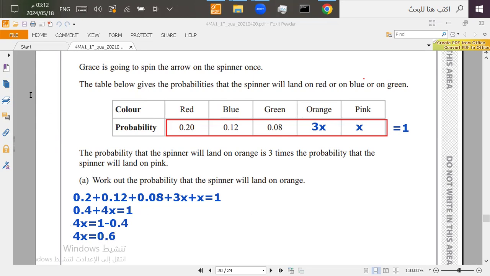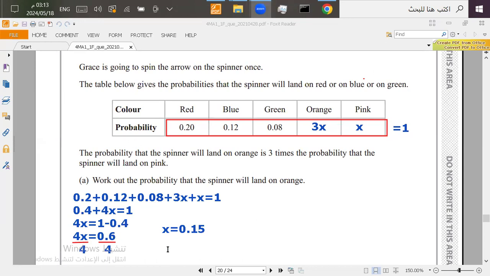Now at the end, we're going to divide this by 4, divide by 4 here, and then we will find the value of x. So x equals 0.6 divided by 4, which is going to be 0.15.